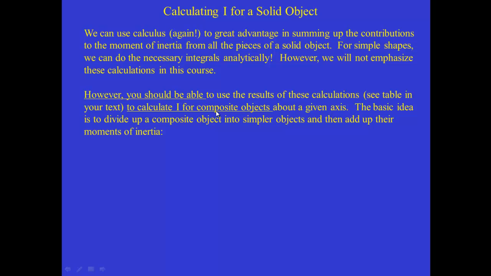The idea there is if you have a composite object, it's composed of two or more pieces that are stuck together and that are rotating together. The basic idea to find the moment of inertia of a composite object is to find the moment of inertia of each individual piece and then add them up. So in other words, if I have three pieces that make up an object and I can find the moment of inertia for each of them, then for rotation about a particular axis I just add up their individual moments of inertia to get the total moment of inertia of the system.